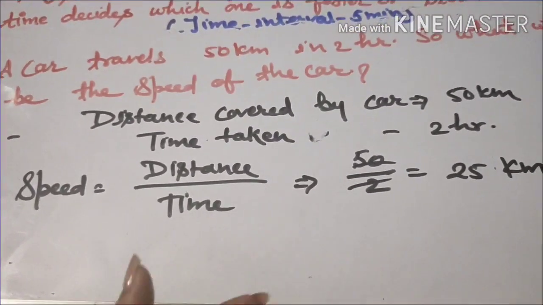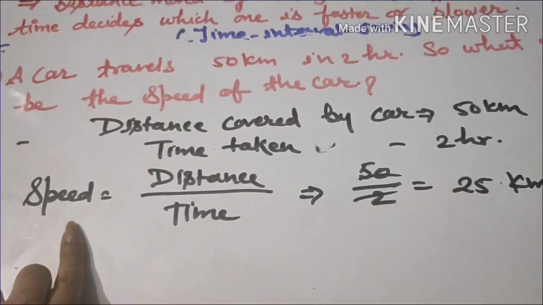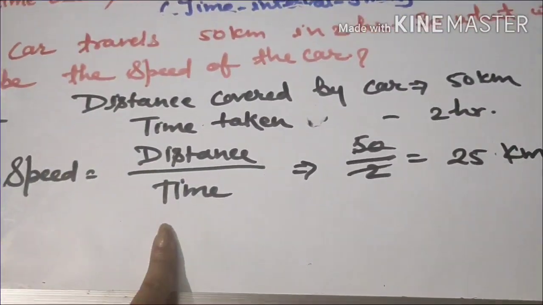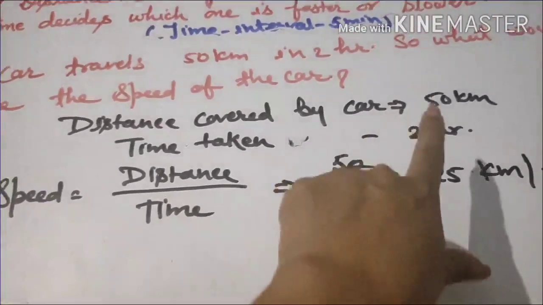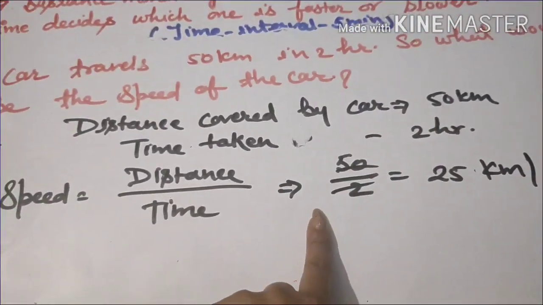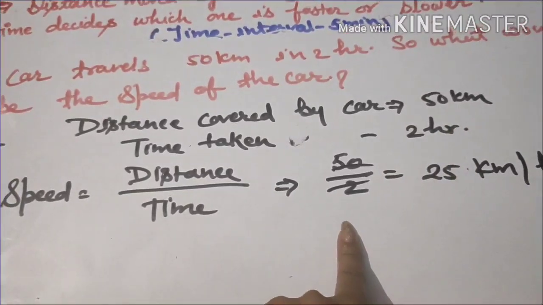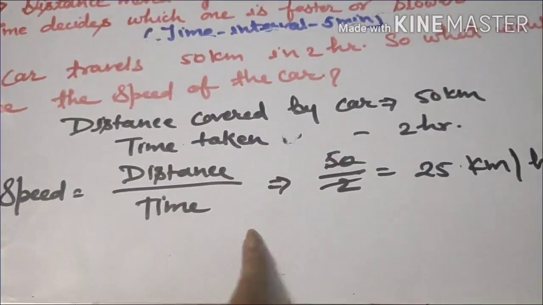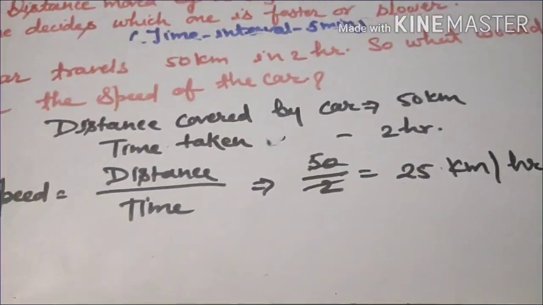So we know speed equals distance upon time. Here the distance is 50 kilometer and time is 2 hours. So 25 kilometer per hour. So the speed of the car is 25 kilometer per hour. All right.